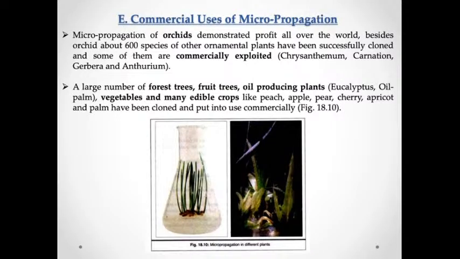So what are the commercial uses? Mainly, micropropagation of orchids is quite famous. They bring a lot of profit in the world and are commercially exploited, along with chrysanthemum, carnation, gerbera, and anthurium. All these have been growing because of this. A large number of forest trees, oil producing plants, vegetables, and many edible crops are grown with the help of this technique. So this shows how micropropagation is done in different plants, the bottom one in this case.